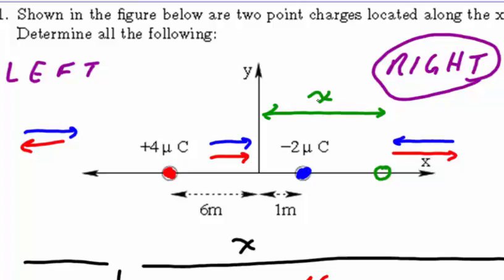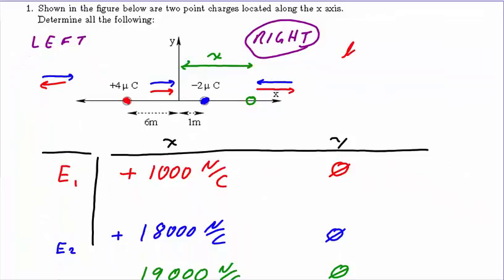We recognize that the 4 microcoulomb charge in the region to the right of all charges is making a contribution in the positive x direction, and so therefore its contribution will be k times 4 microcoulombs over the distance to the charge. Now the distance between the point of calculation and the charge is not x. X is the distance between the origin and the point of calculation. Looking at the diagram, we recognize that the distance from the charge to the point of the calculation is 6 plus x. And of course, for all electric fields, this quantity should be squared.